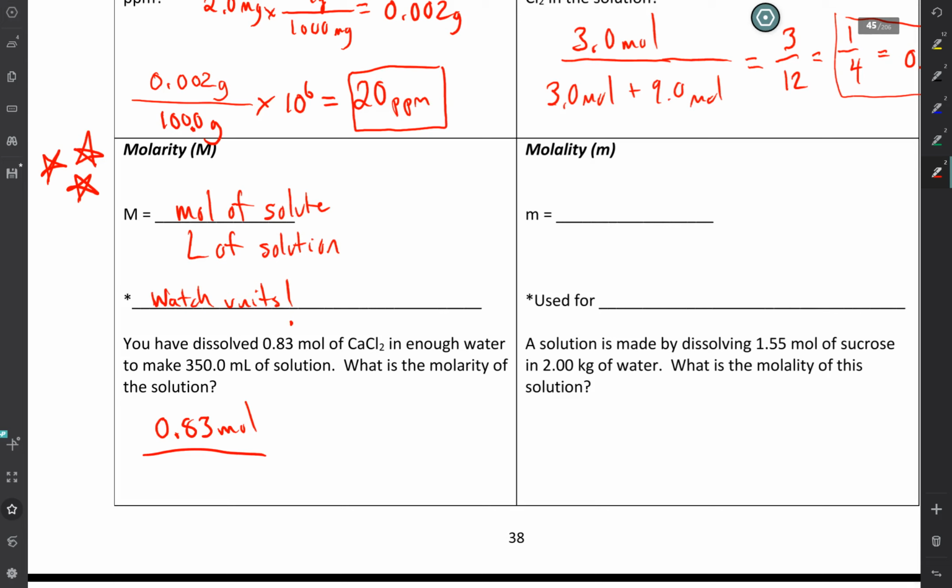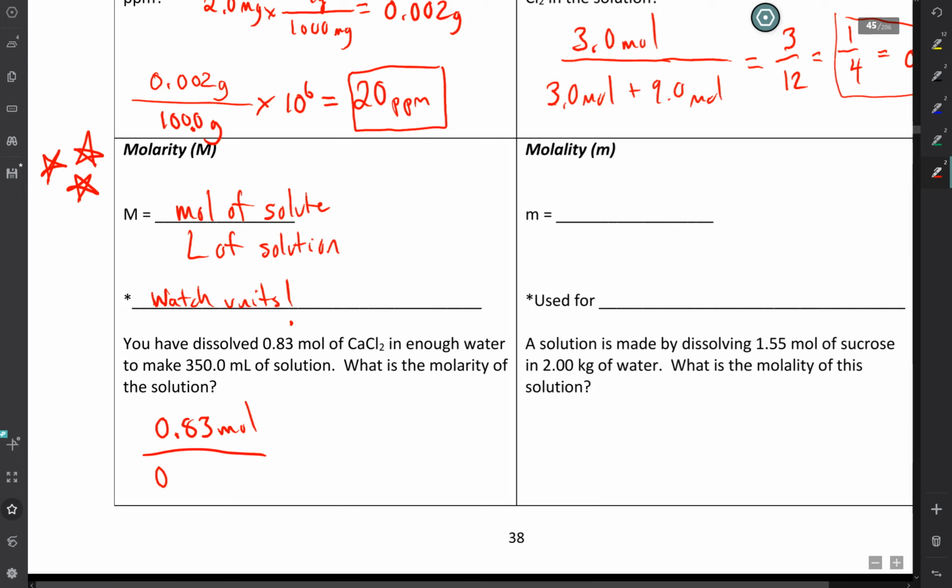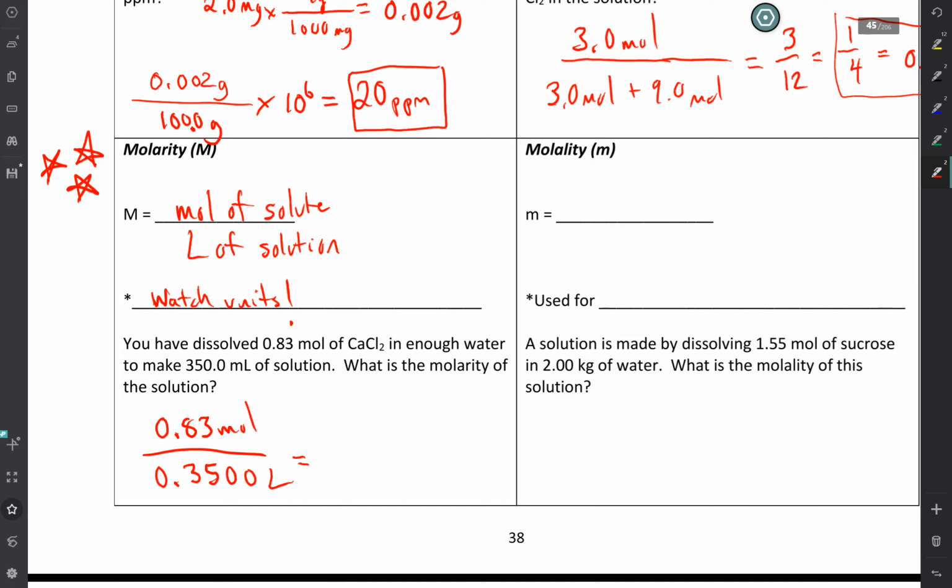Be careful with your units. I've given you a volume of solution in milliliters. You need to convert. So there are 1,000 milliliters in a liter. That means I can move my decimal point over 3 places to the left. And I'm left with really just that. And I just kind of have to plug in and solve.